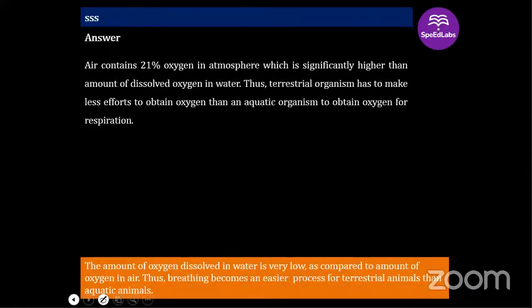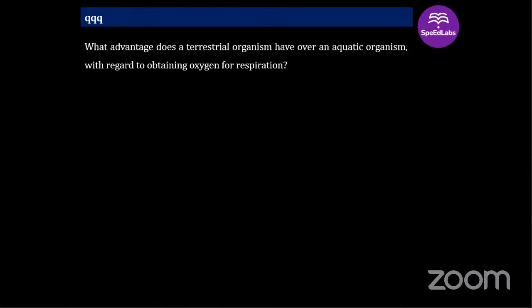All right, moving on. What advantage does a terrestrial organism have over an aquatic organism with regard to obtaining oxygen for respiration? Yes, what is the advantage that a terrestrial organism has? Ma'am, it does not need to extract oxygen from the dissolved form. A terrestrial organism gets oxygen from the atmosphere, whereas aquatic organisms obtain oxygen dissolved in water. The rate of respiration will be more than that of the terrestrial organism.